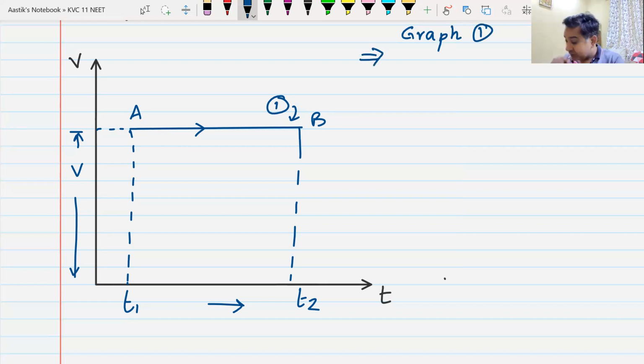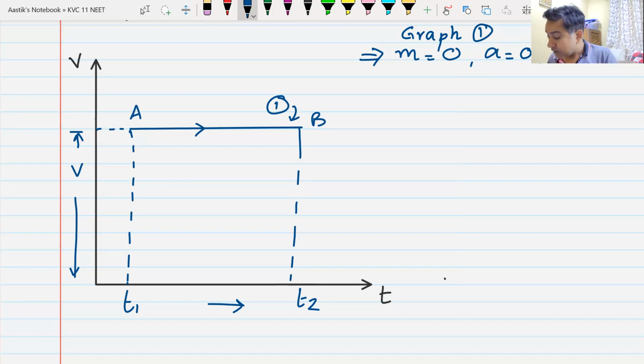What can you say looking at this graph? What is the slope of this graph? The slope of this graph is 0. It's a horizontal line. Slope of this graph is 0, and the slope of a velocity-time graph tells me the acceleration. So acceleration is 0. There is no acceleration. That means velocity is constant. Do you see velocity is constant here?